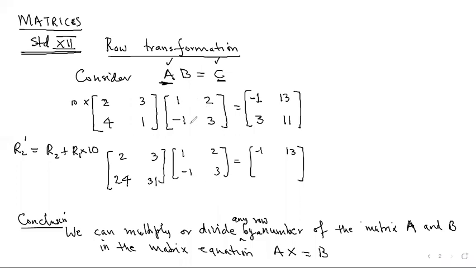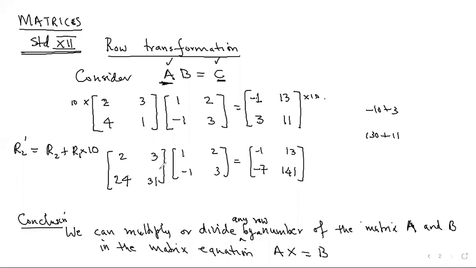I'm not supposed to do anything with B. It should be kept as it is. Multiply with 10 and add to it. Minus 10 plus 3, so minus 7. 130 plus 11, 141.